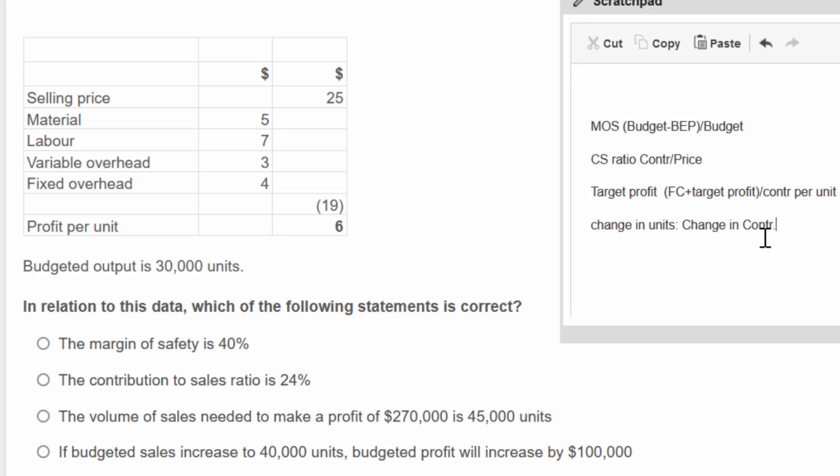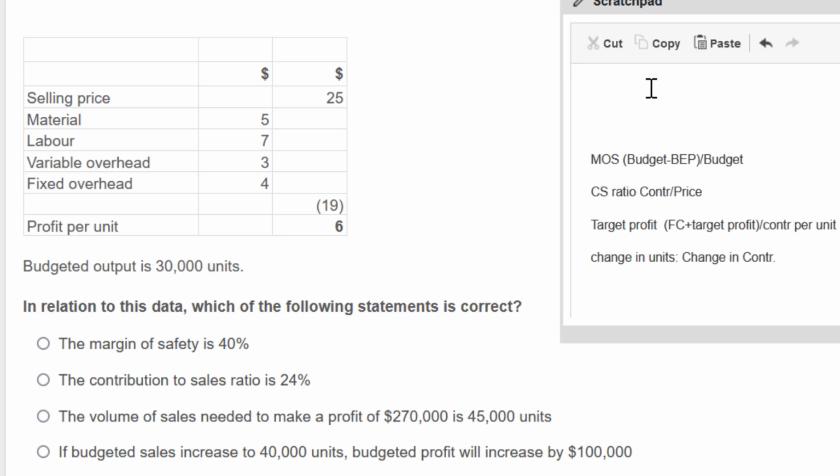Now that I know what I need to do to test each of those options, I know that I'm going to need fixed costs. So FC for fixed costs, that's going to be equal to something. I also need my contribution per unit.